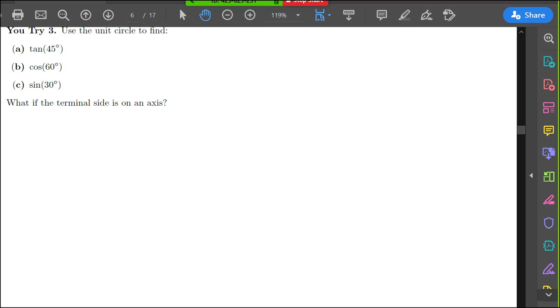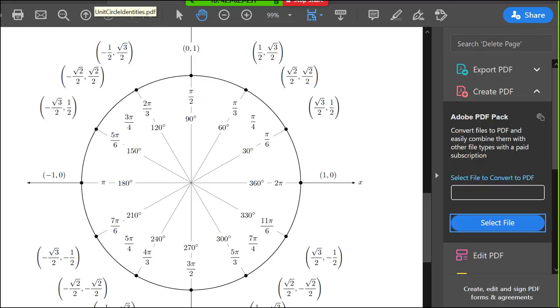So now we want to ask ourselves the question, what if the terminal side is on an axis? Well, our unit circle can be used to answer that question. If our terminal side is on an axis, that's when we're at 90 degrees, 180 degrees, 270 degrees, or 360 degrees. Well, we can just use our regular definitions if we're on one of those sides.